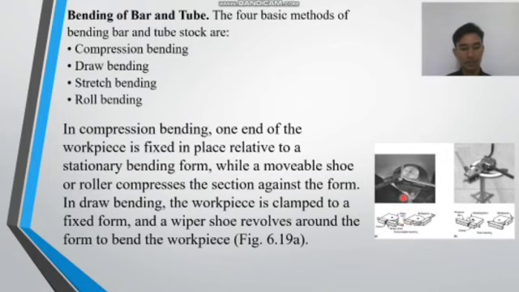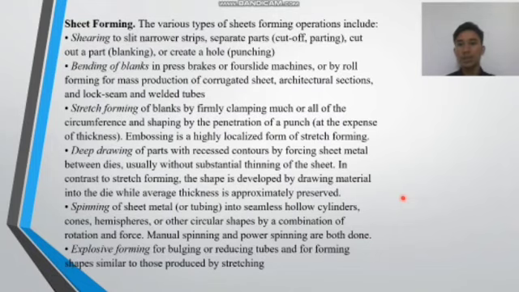Picture 6.19a. Next, sheet forming. The various types of sheet forming operations include shearing to slit narrower strips, separate parts, cutting off, parting, cut out a part, blanking, or create a hole or punching. Next, bending of blanks in press brakes or power slide machines or by roll forming for mass production of corrugated sheet, architectural sections and lock seam and welded tubes.